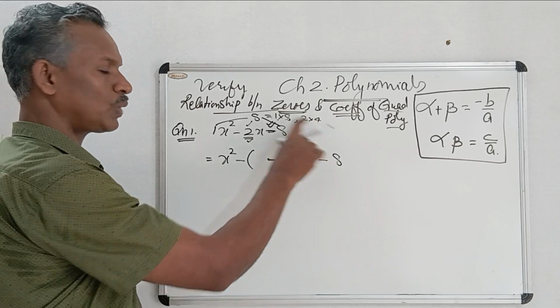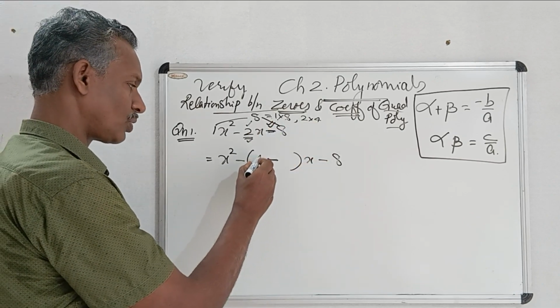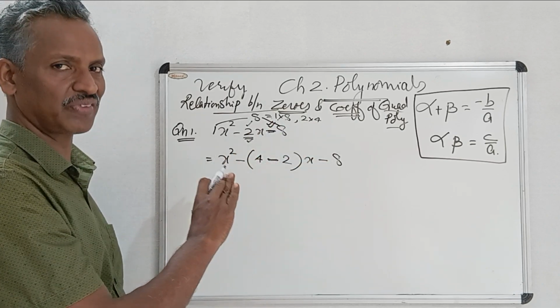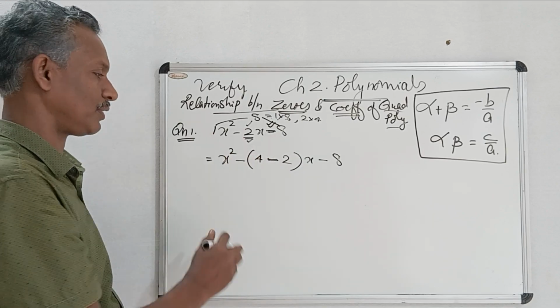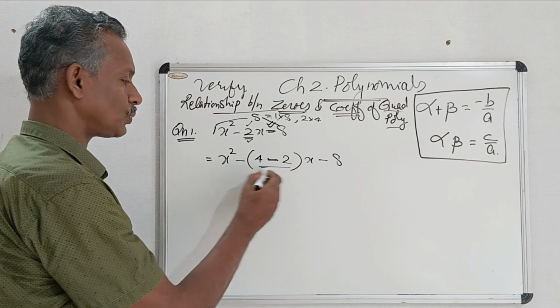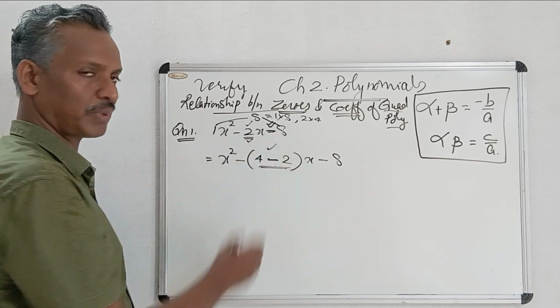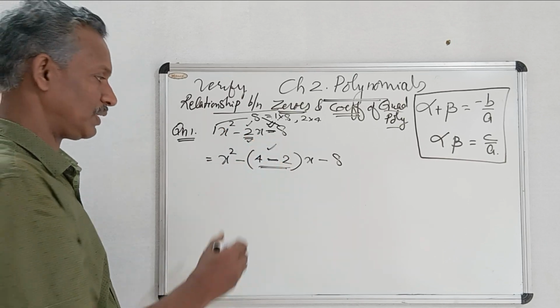Then we can take 2 and 4. Then we write 4 minus 2. Always write the big one first and then the small one when it is subtraction. When it is addition, you can write any order. What is 4 minus 2? It is 2. So this is the correct pair. Okay, this way we have to split.